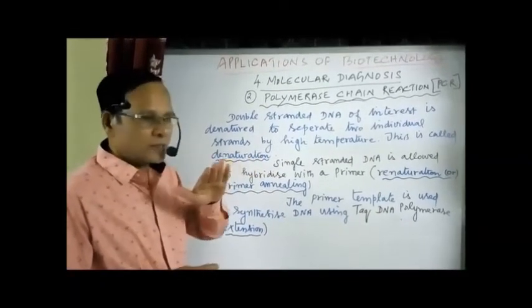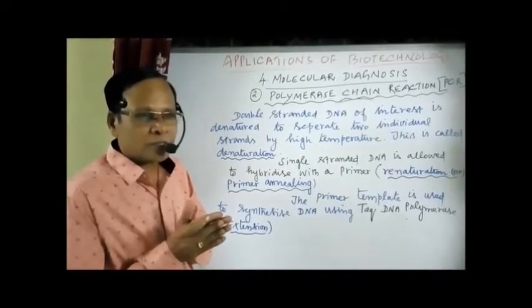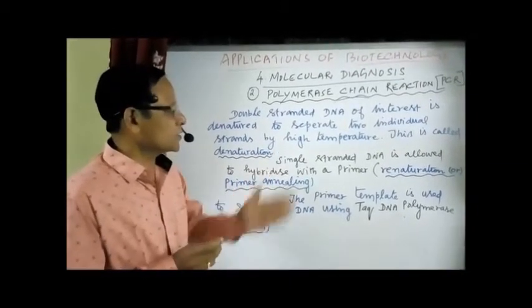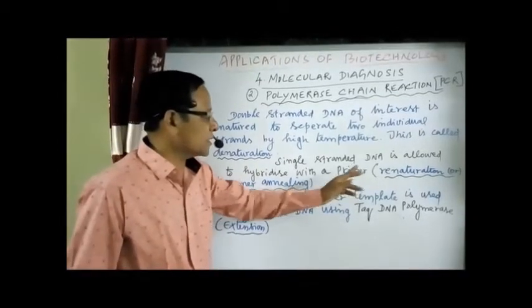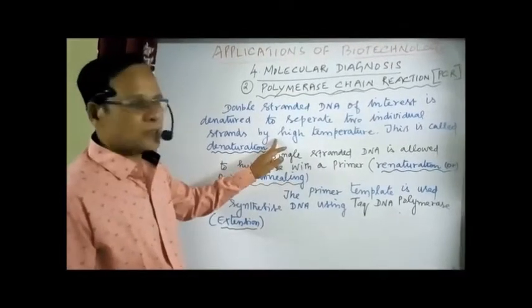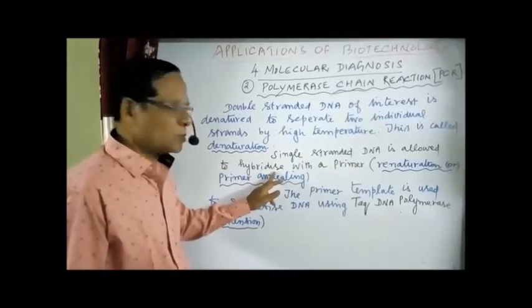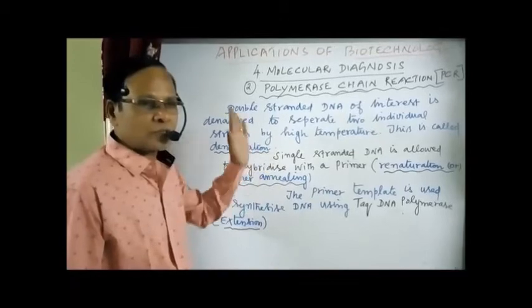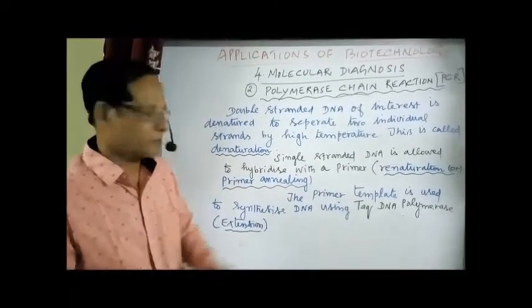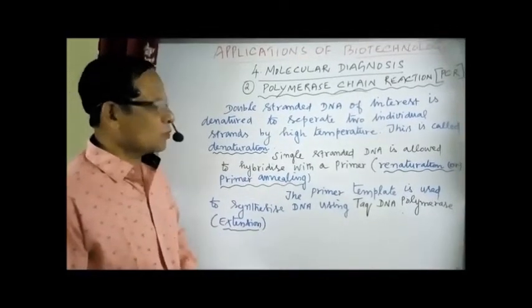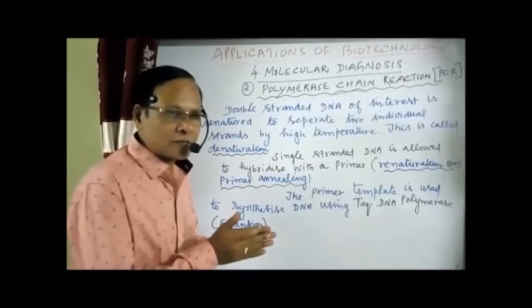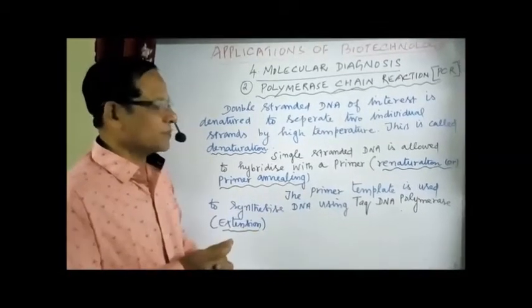So the single stranded DNA is allowed to hybridize, meaning there is actual pairing, and that is called hybridization. This process is called renaturation or primer annealing. So here there is an increase in temperature, then sudden cooling, and then the hybridization process between the single stranded DNA template and the primer.